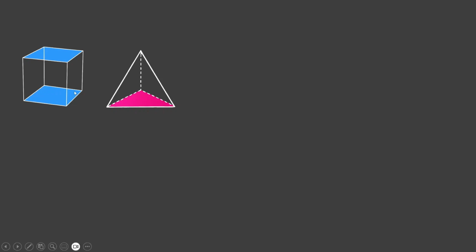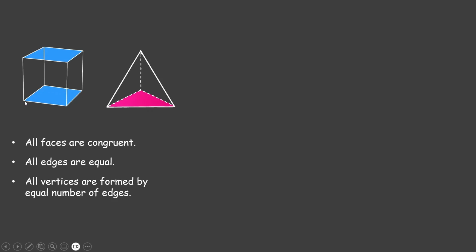If you look at these two examples, you would see that all the faces are congruent. This is a cube. All the faces are basically square and they're all congruent. They can overlap with each other. Similarly, here this triangle would overlap this triangle and it would overlap this triangle as well. So the faces are congruent. Also, edges are equal. All edges are equal in both of these. And all the vertices are formed by equal number of edges.